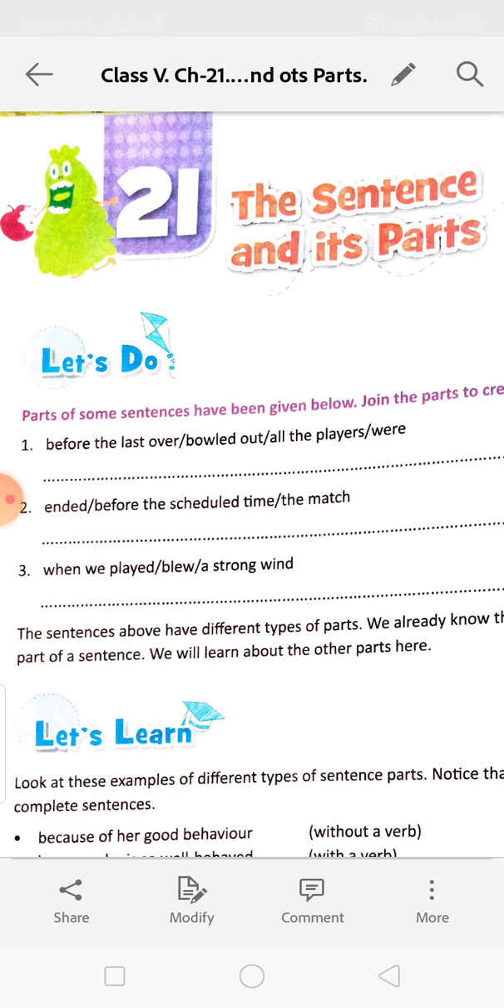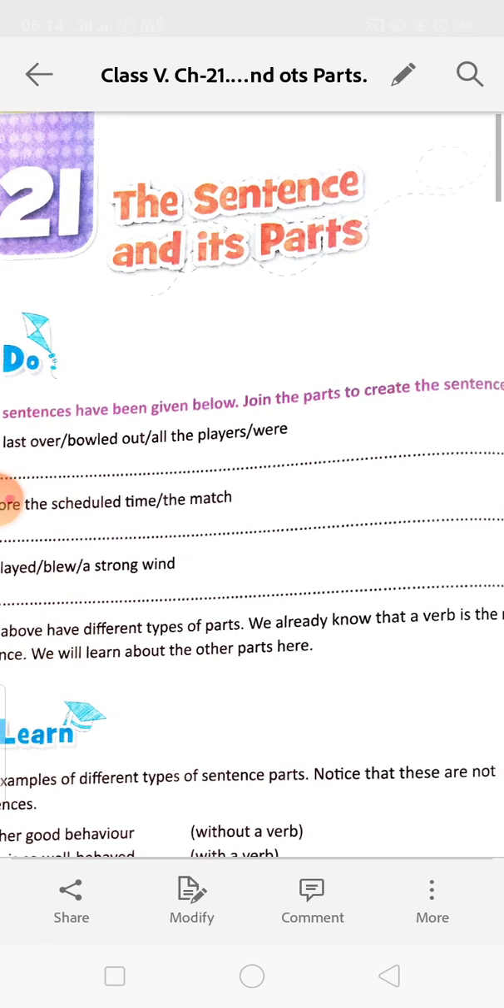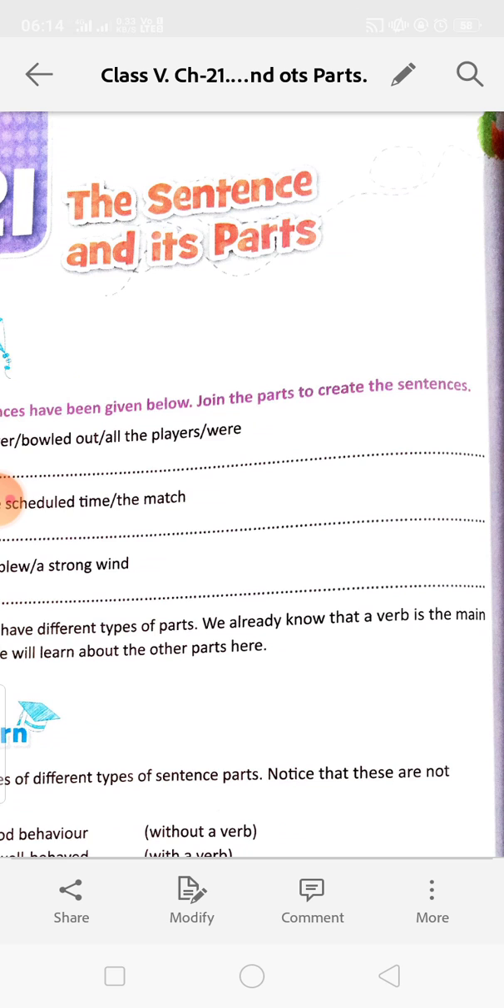Today we are starting chapter 21, the sentence and its parts. Today we will learn the phrase and clause, and subject and predicate. Parts of some sentences have been given below. Join the parts to create the sentences.